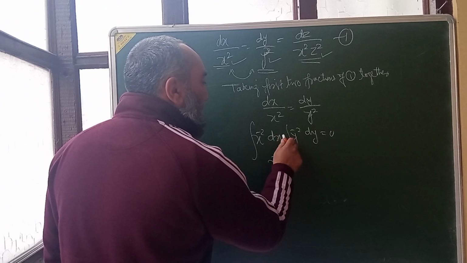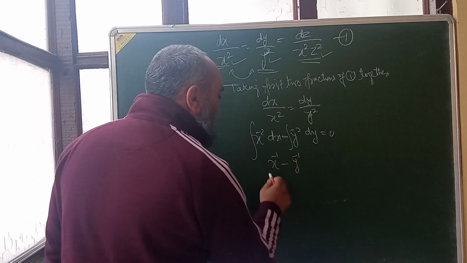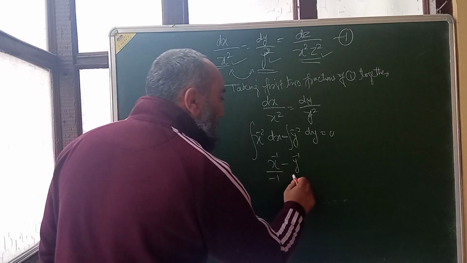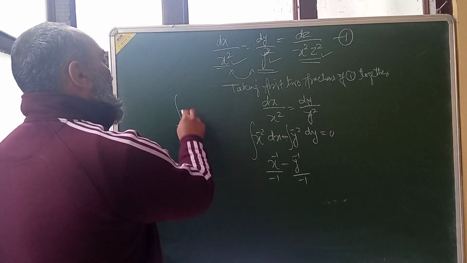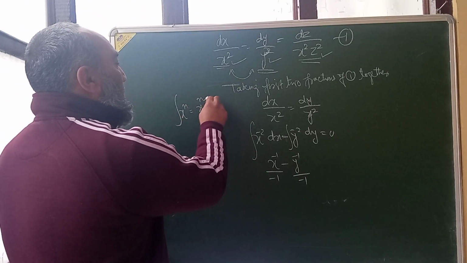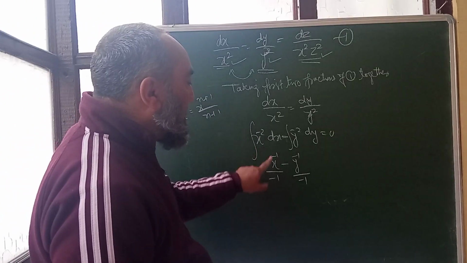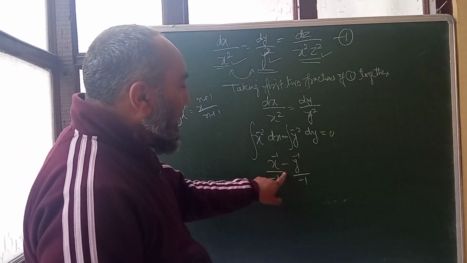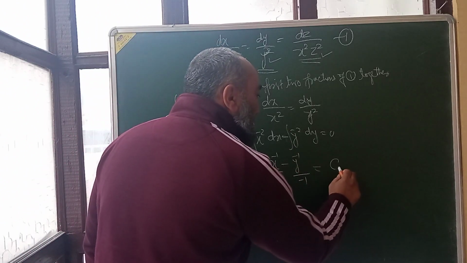Okay, this is minus because I have taken it over here. Minus y raised power minus 1. See, x raised power minus 1 by minus 1, y raised power minus 1 by minus 1. You know the integration of x raised power n is x raised power n plus 1 by n plus 1. So it is x raised power minus 2 over here. So x raised power minus 1 by minus 1 minus y raised power minus 1 by minus 1 is equal to a constant of integration, which is c1.